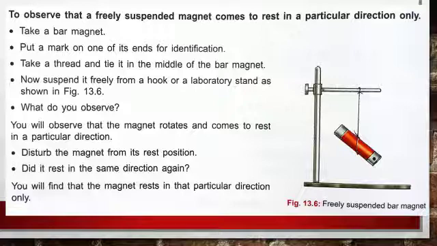Children, now we will study one activity to observe that a freely suspended magnet comes to rest in a particular direction, that is the north-south direction. For this, you require a bar magnet. Put a mark on one of its ends for identification. Take a thread and tie it in the middle of the bar magnet. Now suspend it freely from a hook or a laboratory stand as you see here in the picture.